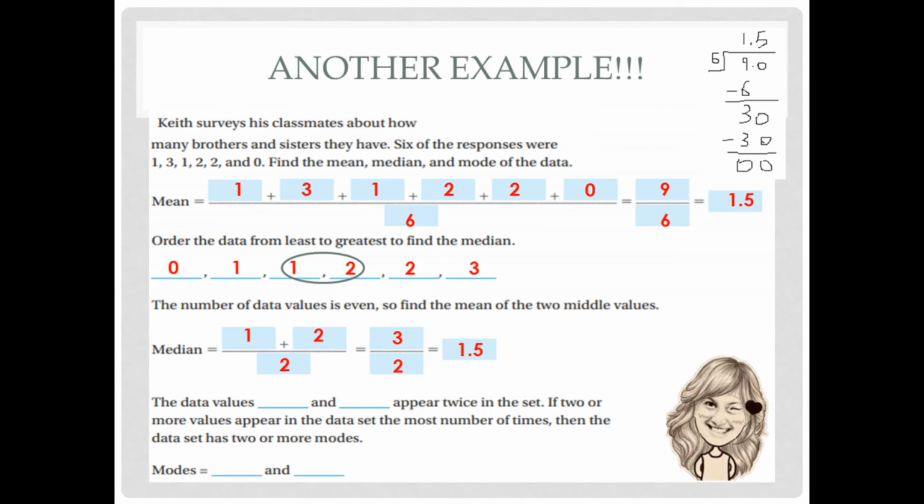Okay, the numbers that are repeated many times: 1 is repeated 2 times and 2 is repeated the same 2 times. So they are both repeated the same number of times. This means in this case I have two modes. So the modes here will be 1 and 2.